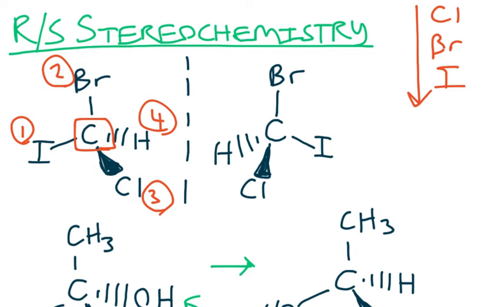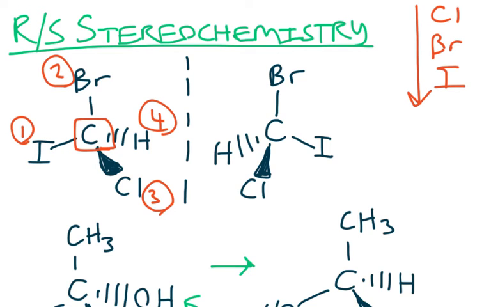The next step of the RS naming system is we're going to put the fourth priority in the back. Now, this wedge and dash notation might be new to us, so let's establish that the wedge means it's going toward you, out of the page. The dash means it's going into the page, away from you. So putting the fourth priority in the back means making it a dash. Our fourth priority is already a dash in this situation, so that step is done.